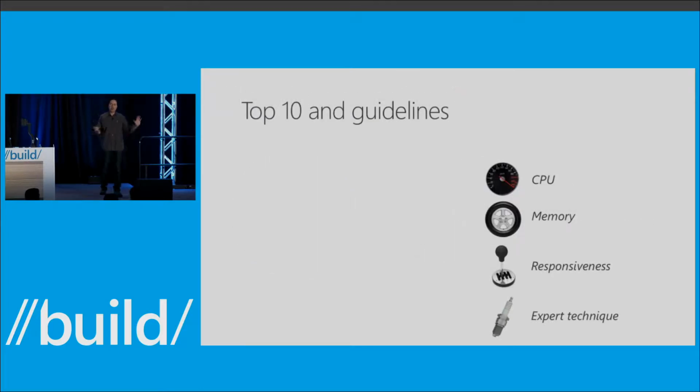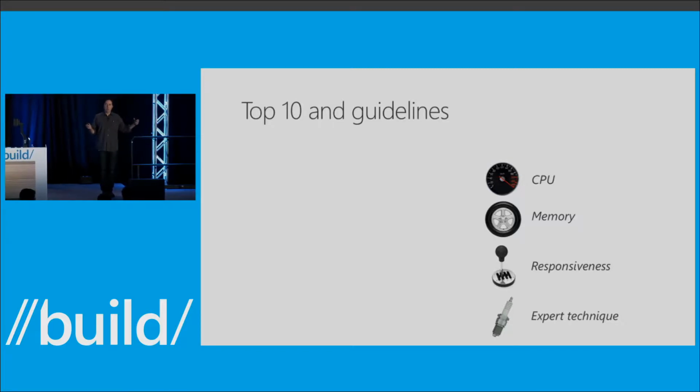As I go through the top 10 list, I'm going to be using these symbols to denote what guideline applies to what performance aspect. So you'll see I'll use the CPU speedometer for something that's about improving CPU. I use a tire because good tires on a car can take you more places. Low memory usage takes you more places. It's kind of a stretch of the analogy, but work with me. And then there's a gear shift for responsiveness and the spark plug for expert techniques.